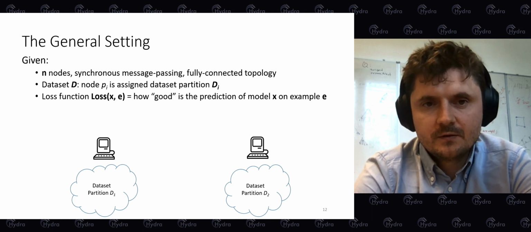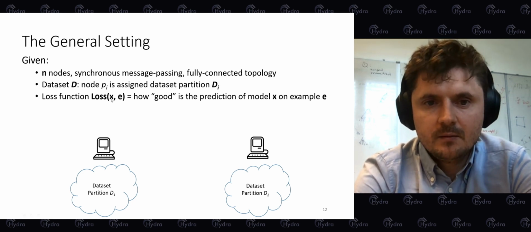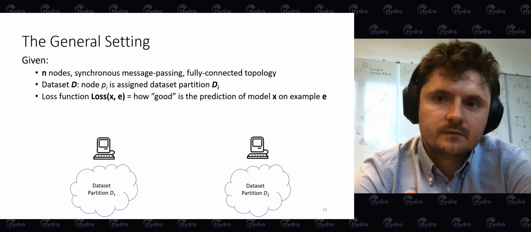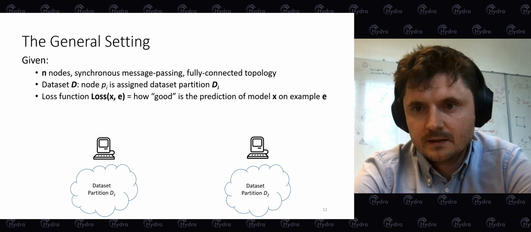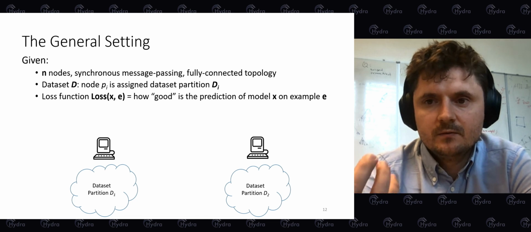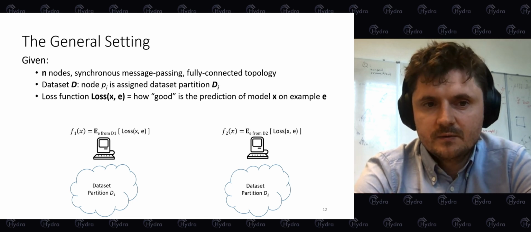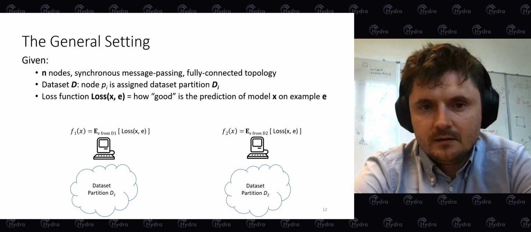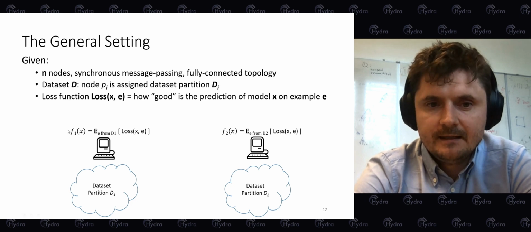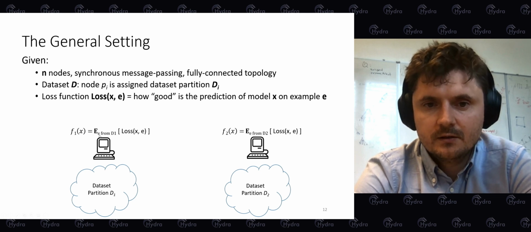In order to instantiate this, we have a loss function, which, given a model X and an example E, say an image of a cat, tells us how good the prediction of the model X, of the neural network X, is on the example E. So this is just a way to quantify how good the model is on a specific sample. And the thing we would like to minimize, or optimize for, is the loss of the model over the data set.